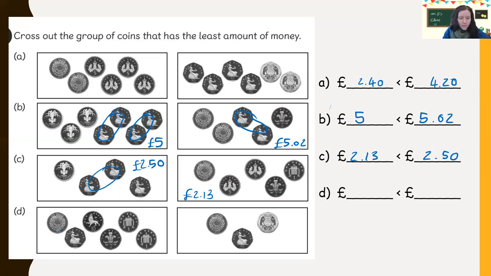Look at the last one now. £2.50, 60, 61, 62, 63, 64. £2.64. And here we've got £2.50, 60, 70. Which one's smaller? £2.64. Which one's bigger? £2.70. Well done if you've got those.